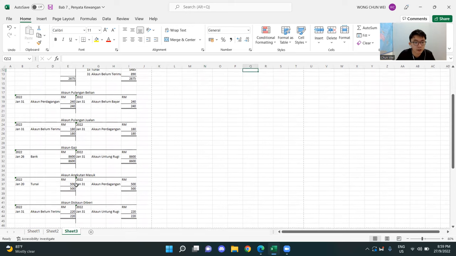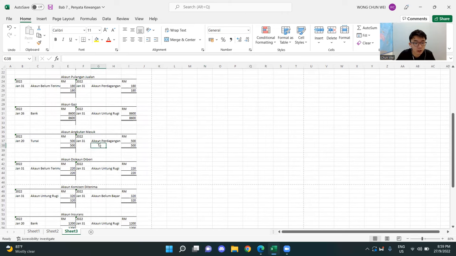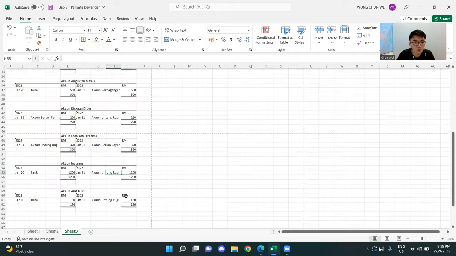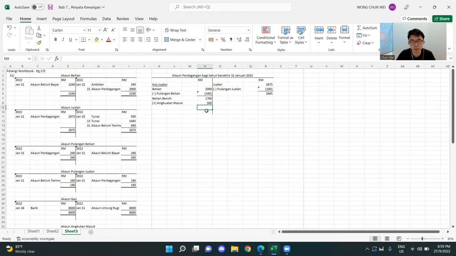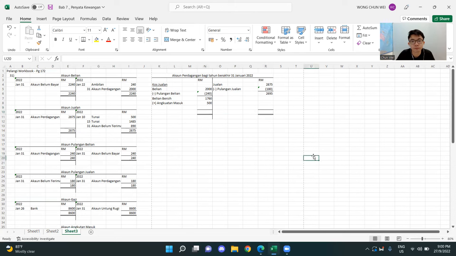Okay, then I think that's all in the account perdagangan. Can you see other account perdagangan? The rest is untung rugi, untung rugi, untung rugi already. So there is no account perdagangan anymore. So what we can do now is skip a line. You put one line, double line. And then you see which side is bigger. Is it this side? I add and see first. This is 2260. Here is 2695. Of course, it's 2695, a little bit bigger.